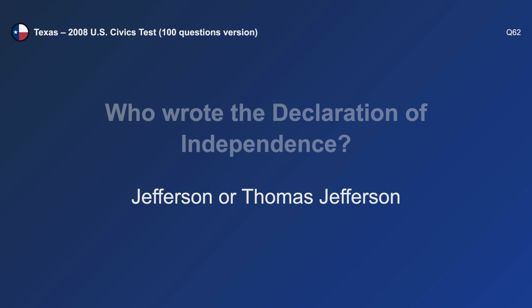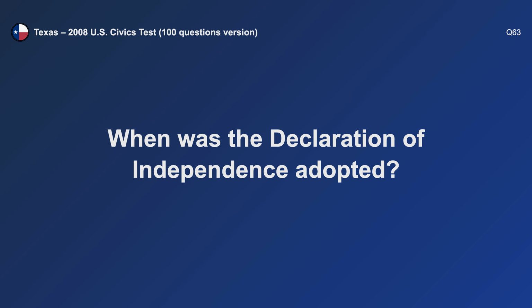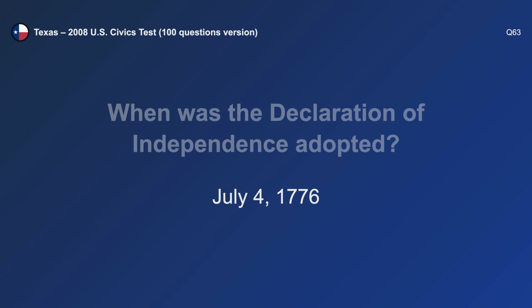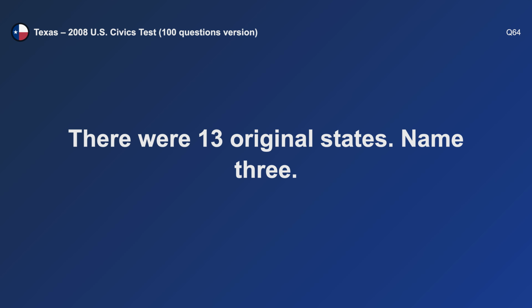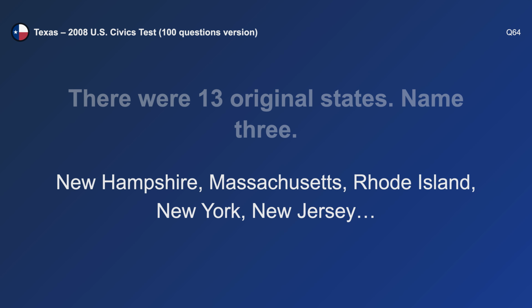Thomas Jefferson. When was the Declaration of Independence adopted? July 4th, 1776. There were 13 original states. Name 3. New Hampshire, New York, and New Jersey.